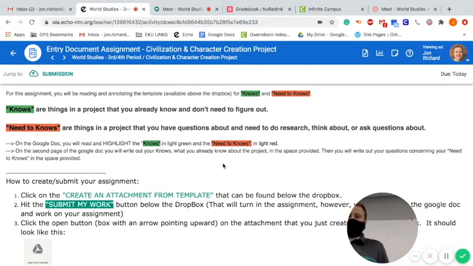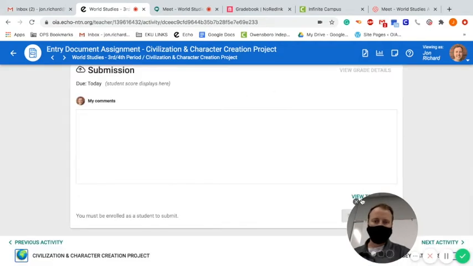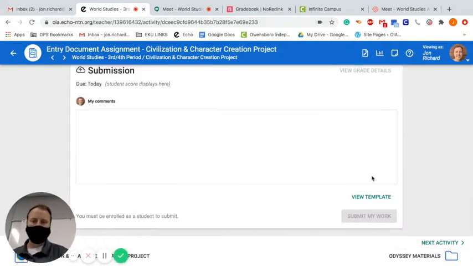Okay? So you've done this before, but for this assignment, you will be reading and annotating the template available above in the Dropbox or available below, depending. I can see it right down here, the template. You guys have done this before.